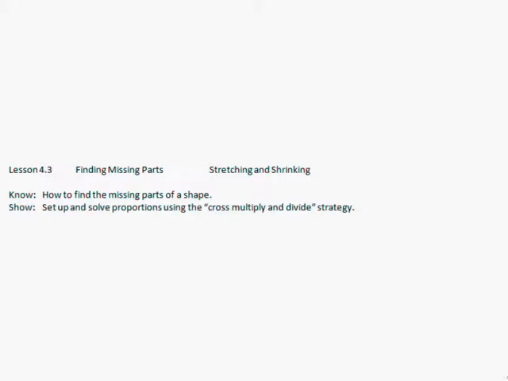Alright, this is lesson 4.3, still in stretching and shrinking. This is where we start to learn how to apply this to real life in the form of finding the missing part of shapes. So we're going to learn how to find the missing parts of a shape. We're going to set up and solve proportions using the cross, multiply, and divide strategy.